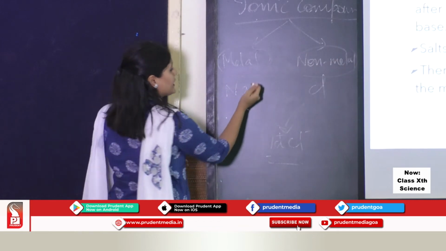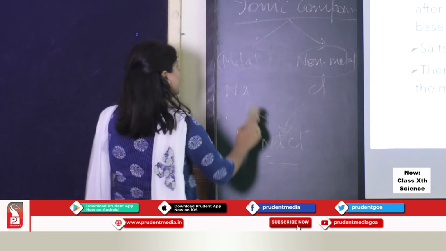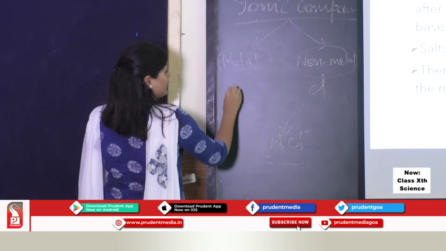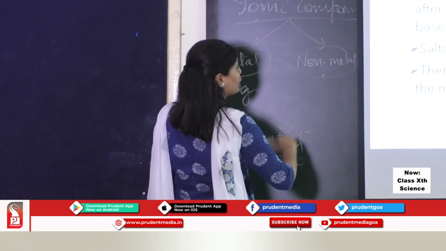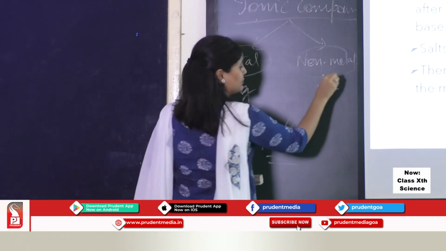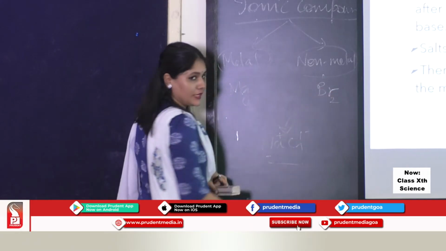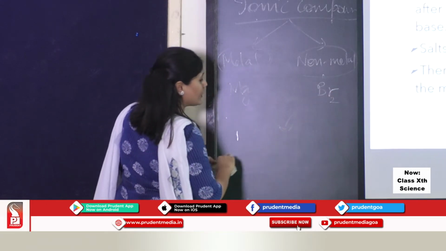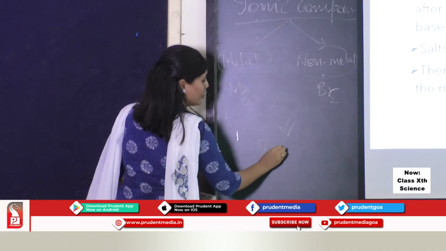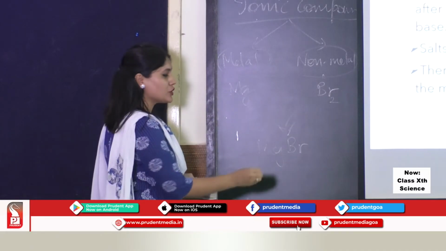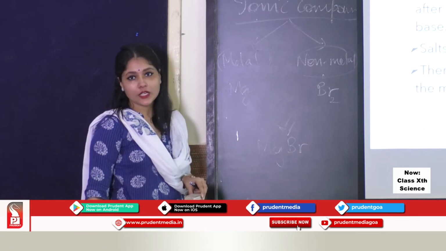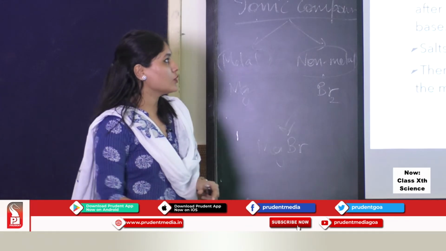Similarly, if I take another example, instead of taking sodium, I write magnesium, and my non-metal is, instead of chlorine, say I take bromine. Bromine is written as Br2. When they combine, what is the salt that I will get? I am going to get magnesium bromide, MgBr, as my salt. So ionic compounds are produced.